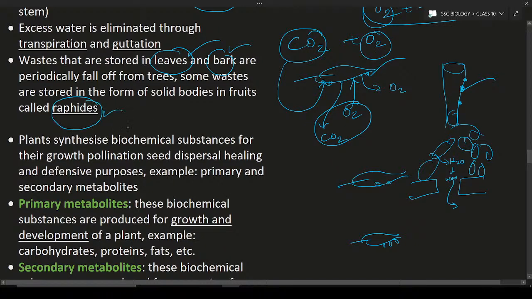What is meant by raphide? Raphides are the solid bodies in the fruits. These waste materials are stored in the form of solid bodies, and these solid bodies present in the fruits are known as raphides.